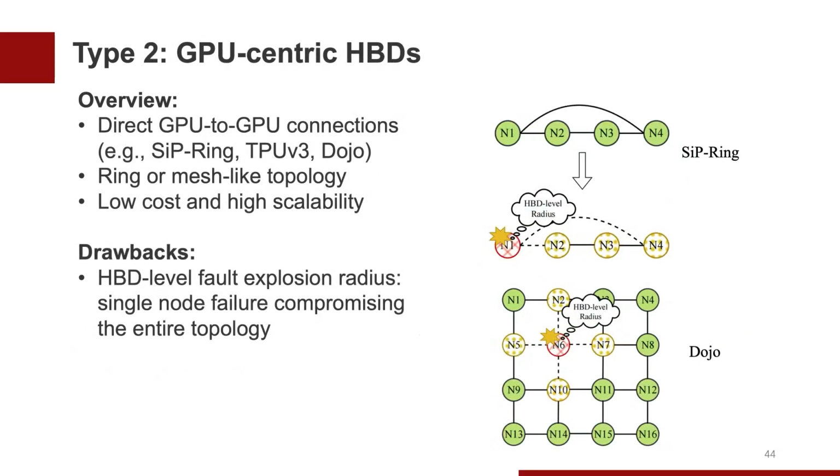Then let's look at the second type, the GPU-centric HBDs. Some examples include SiP-Ring, Google TPU v3 and Tesla Dojo. These HBDs rely on direct GPU-to-GPU connections in ring and mesh-like topologies. They face challenges with HBD-level fault explosion radius, and a single node failure can degrade bandwidth for a group of adjacent nodes and compromise the entire topology. For example, for SiP-Ring, a single GPU failure breaks the ring and reforms the topology into a line.